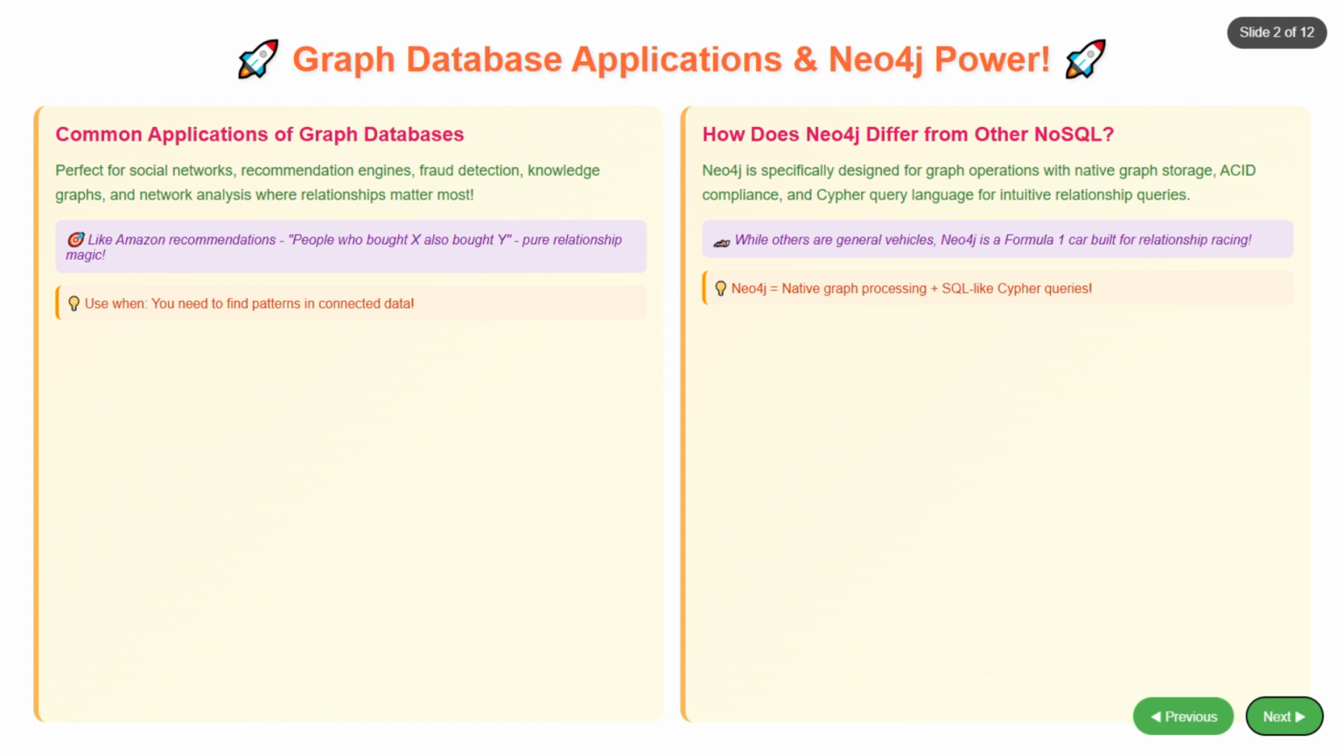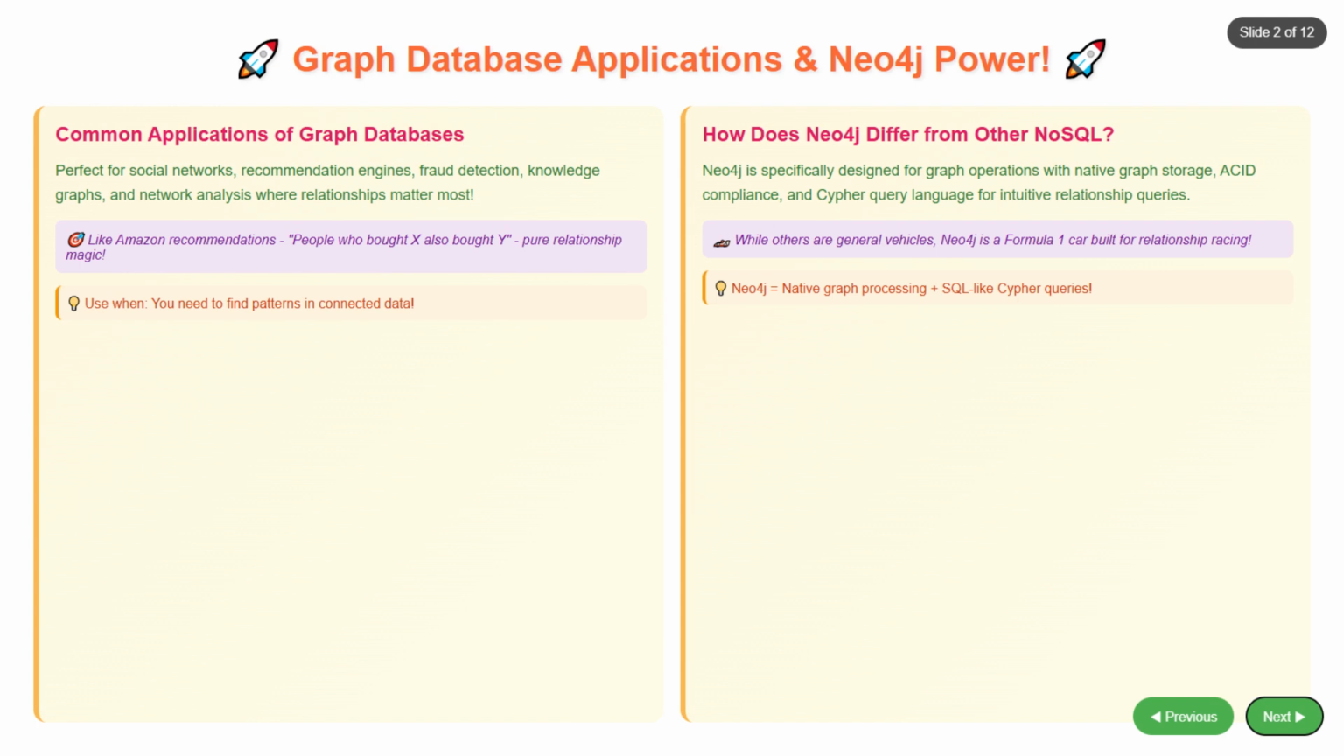Now, let's explore where these amazing databases shine in the real world. Our first question, common applications of graph databases. Perfect for social networks, recommendation engines, fraud detection, knowledge graphs, and network analysis where relationships matter most. Like Amazon recommendations, people who bought X also bought Y, pure relationship magic.